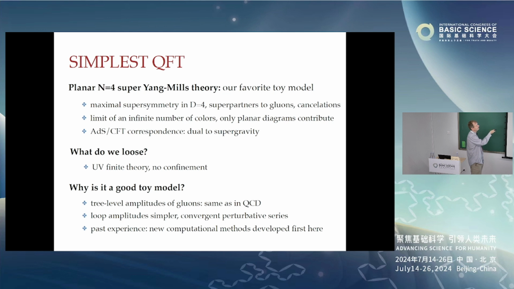This theory has maximal supersymmetry in 4 dimensions. It's UV finite, so the superpartners to gluons cause cancellations of all UV divergences. It's a finite theory. Because of the infinite number of colors, that's what the planar limit corresponds to, the number of colors is infinite, only planar diagrams contribute. So we even simplify the topology of Feynman diagrams we would potentially get, or not just Feynman diagrams, also these terms in the unitarity method, only planar things contribute.